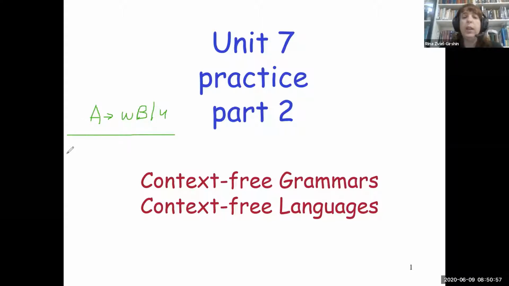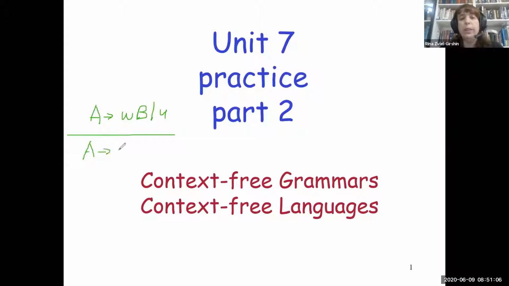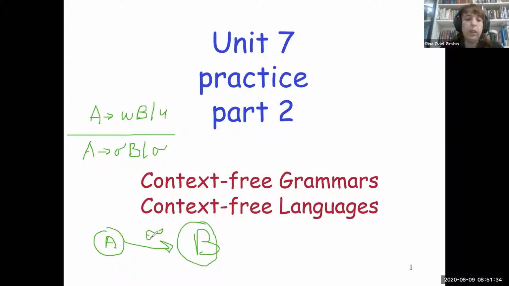If we want a simplified regular grammar, then we should rewrite it in the following way. A will have some letter and then a variable, or another letter, but we have only one variable and one letter, because the idea of simplified regular grammar is that you will draw later an automaton where A will be the state and variable B will be the state. You will transform from A to B with the letter sigma.